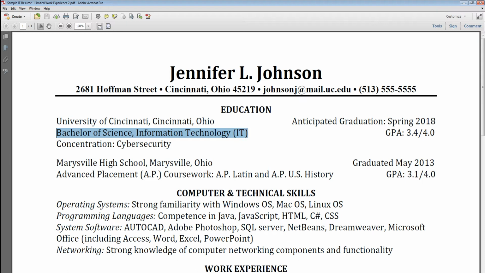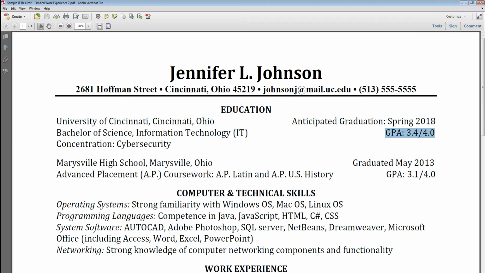Then under University of Cincinnati, I recommend listing the degree that you're actually pursuing. All of you in IT are pursuing a Bachelor of Science degree in Information Technology or IT. So I recommend listing it as such. Bachelor of Science first, that is the actual degree name you're going to be receiving. Information technology, and then the abbreviation IT, only because IT is so often keyword searched by employers. It's important to have that keyword on your resume somewhere, and this is an easy place to put it.